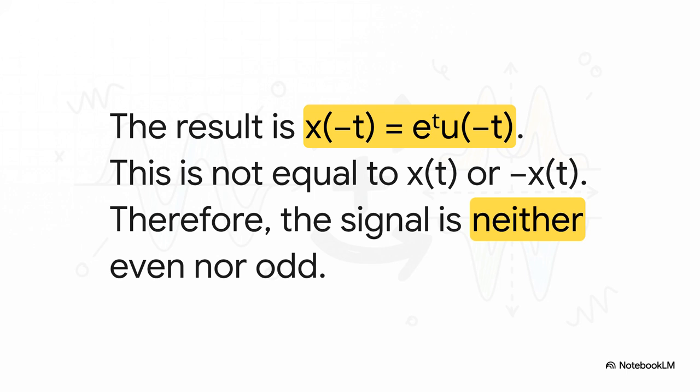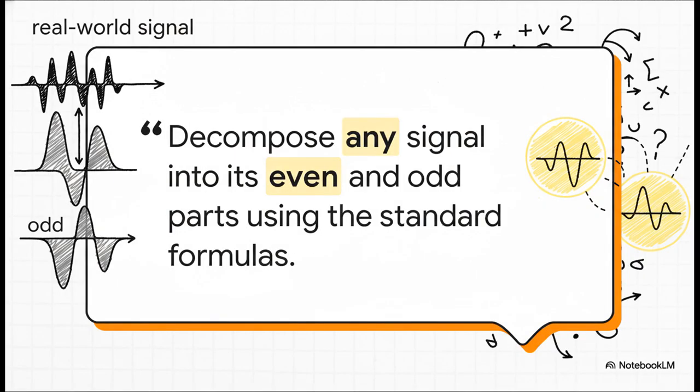So what do we call it? We classify this signal as neither even nor odd. And this brings us to a really important point. Most signals you'll actually encounter in the real world are just like that one. They're neither purely even nor purely odd.